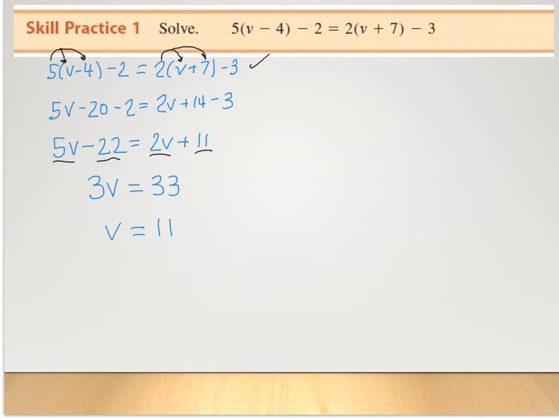Now we're going to collect the same terms. So we subtract 2v from both sides of the equation. We get 3v. And we bring the numbers over, since we want to isolate v on one side. We add 22 to both sides and we get 33. So we divide through by 3 and we get v is equal to 11. And of course you always want to check your work. In this case, you plug that in and you see that indeed we get the right answer.